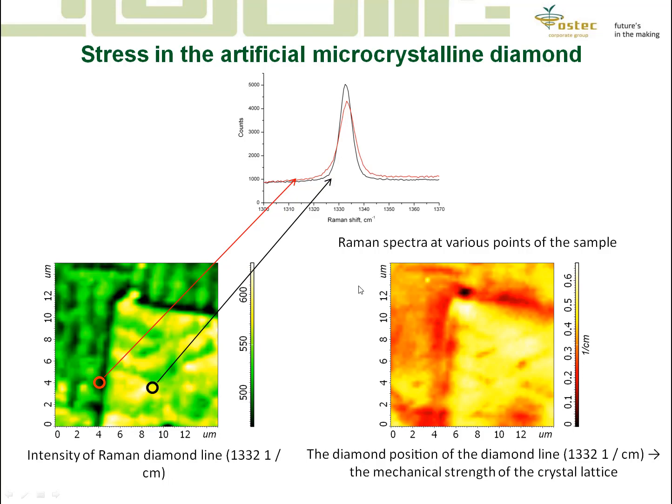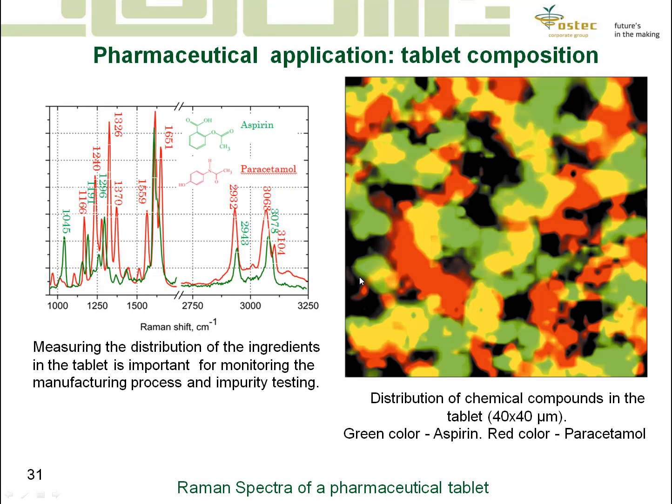For pharmaceutical applications, it's important to know that all the components in the tablet are uniformly distributed for the whole tablet. And this is example of aspirin and paracetamol material inside the single tablet.